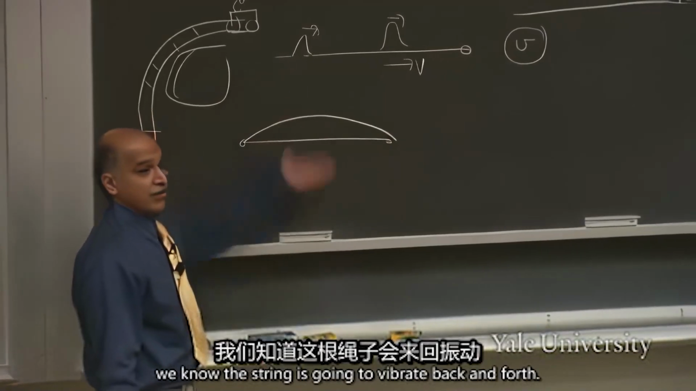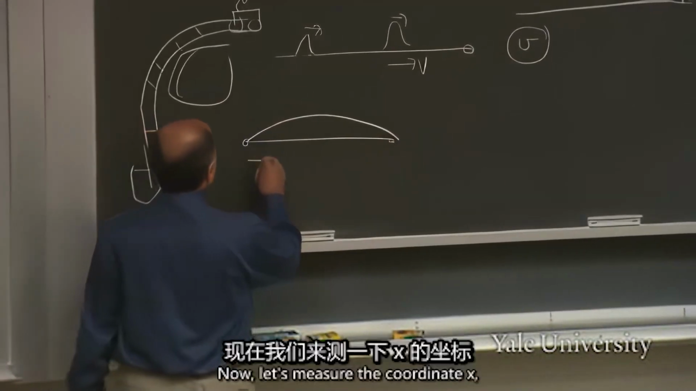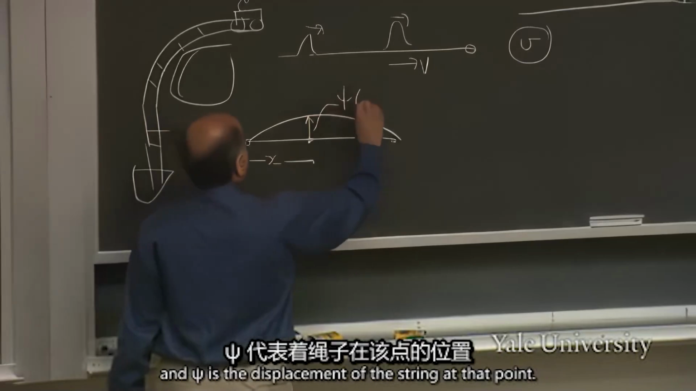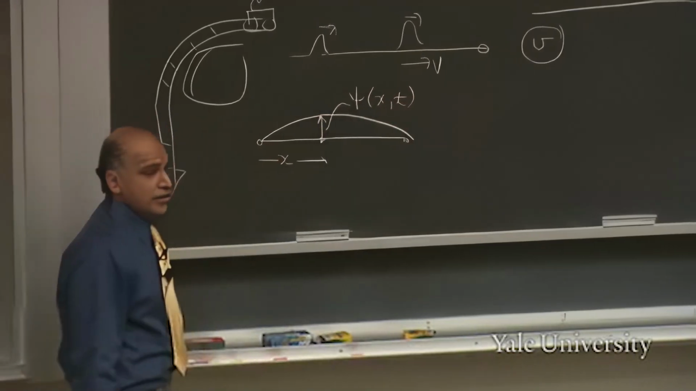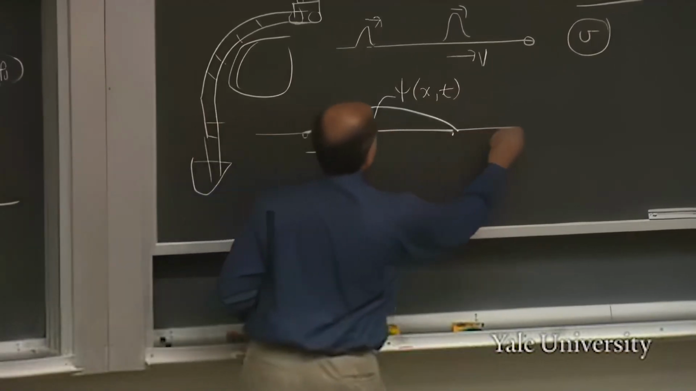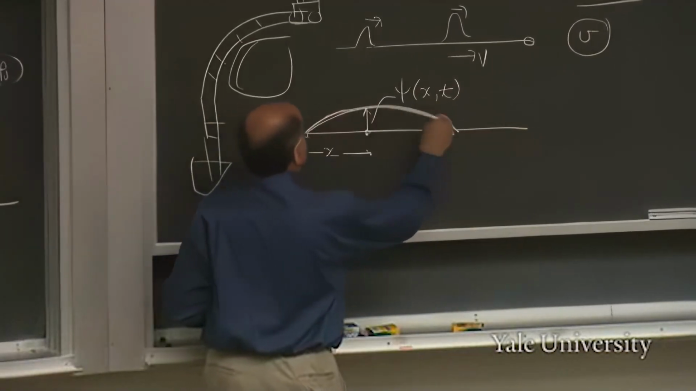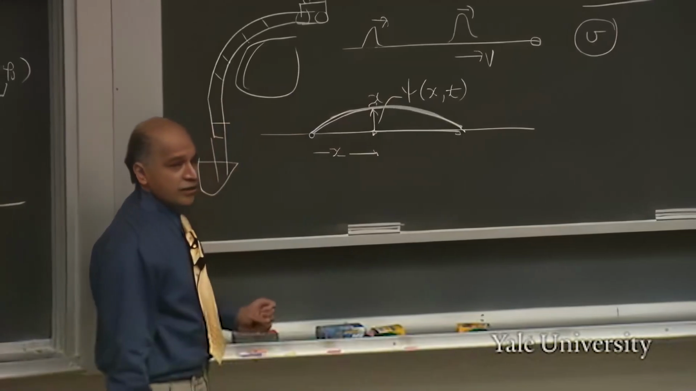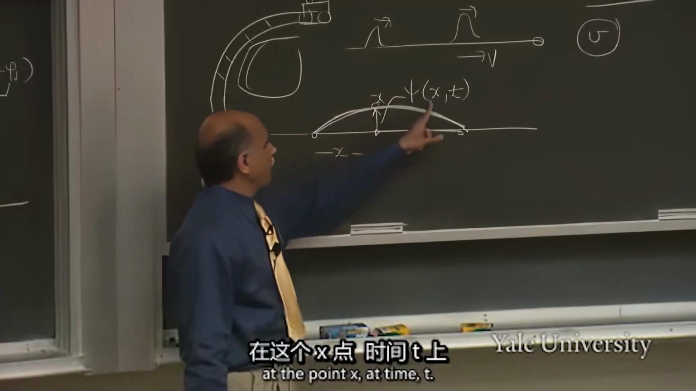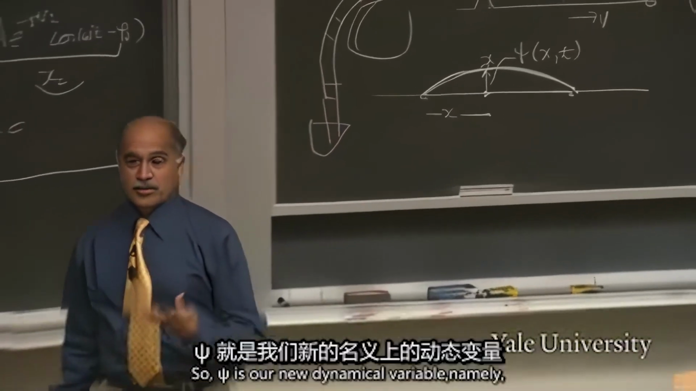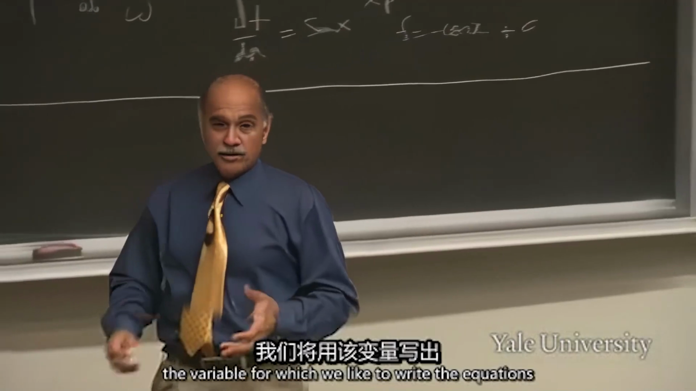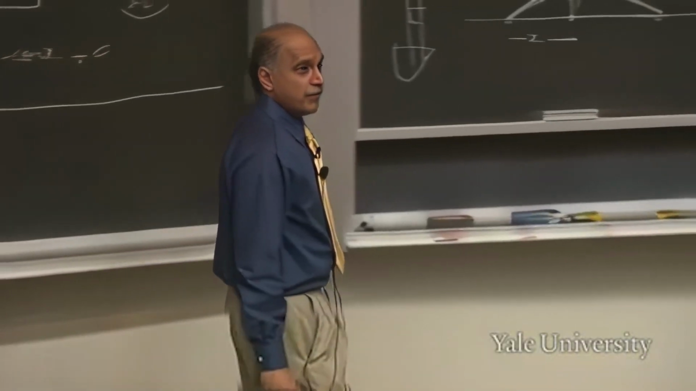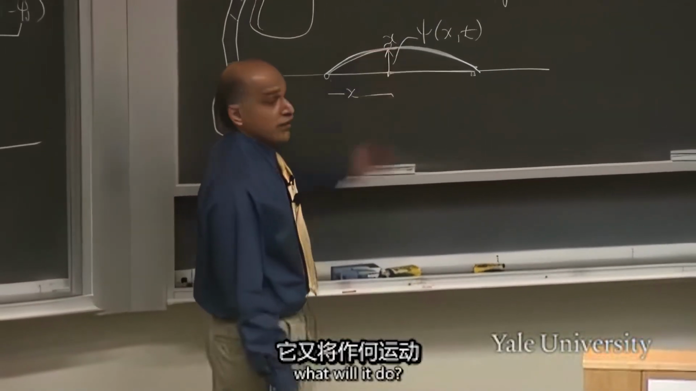We know the string is going to vibrate back and forth. Let's measure a coordinate x, which is the point on the string, and psi is the displacement of the string at that point. You got that? This is really the x-axis. This is not my string. That is my string. Each point is labeled by an x value that it would have if the string relaxed to the normal position. So we are asking, what is the displacement of the string at the point x at time t? So psi is our new dynamical variable, namely the variable for which we would like to write the equations governing its motion. And we want to ask, how does psi vary with time? What will it do? If I start it out, what will it do?